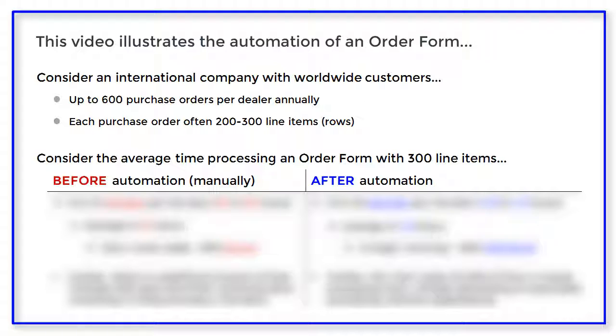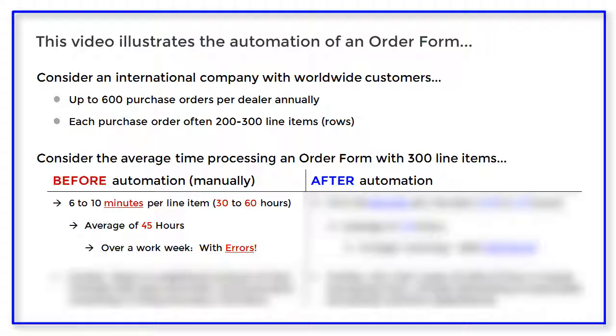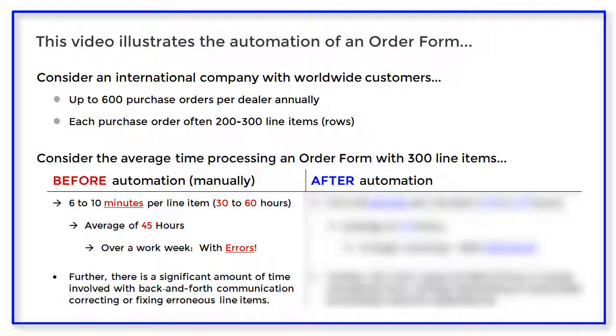The importance of this tool is that before automation, dealers and in-house people were required to use multiple binders and painstakingly look up and manually enter the value for each field on each row, often requiring more than 6 to 10 minutes per row with errors, taking an average of 45 hours. One or more people were occupied for over a work week winding up with errors. Plus, there was a lot of additional time involved with a lot of back and forth communication fixing errors.